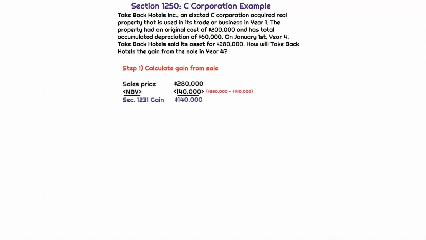Okay, so thinking about the mental map that we just covered. So step 1, we need to determine what the gain is from the sale in year 4. Okay, so we sold the asset for $280,000. And we know that the net book value is $140,000, right? We had an original cost of $200,000, and it explicitly says that we had $60,000 in accumulated depreciation. So $140,000 is what our net book value is, which will give us a gain of another $140,000. So the question becomes, how are we going to recognize this gain?